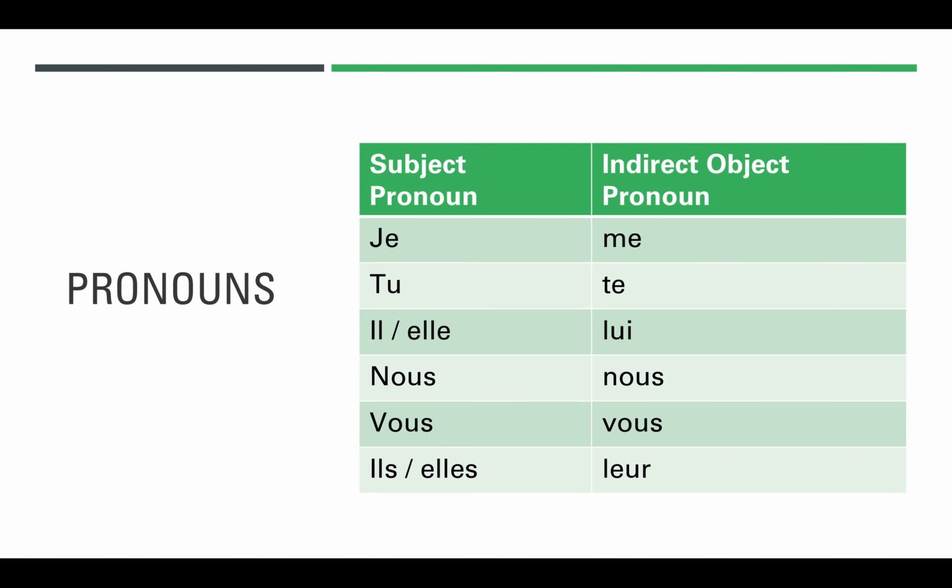Now, if you remember your direct object pronouns, the me, te, nous, and vous are the same. When it comes to the il-elle form, there's le and la, and the il-elle plural form, there's les. So the good news is, all you have to memorize this time around is lui for the il-elle form, and leur for the il-elle plural form. You are already asking yourself, but wait a minute, how do I tell the difference? Don't worry, we're going to get there.